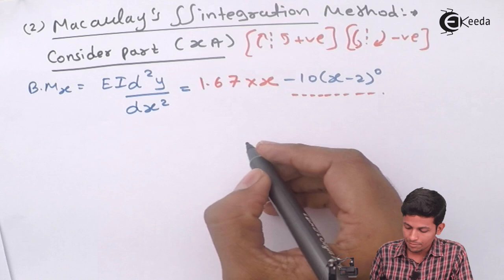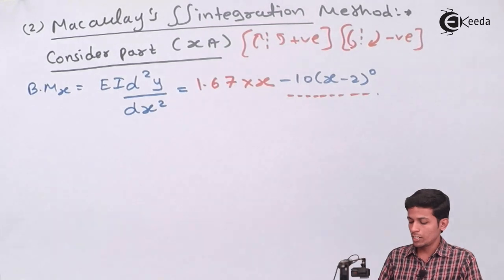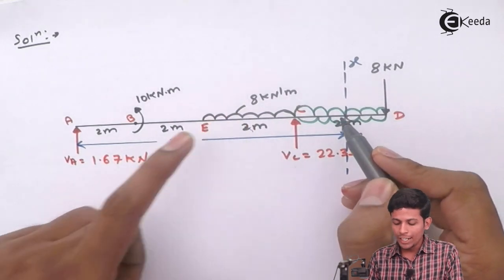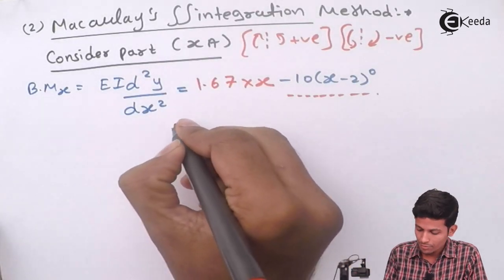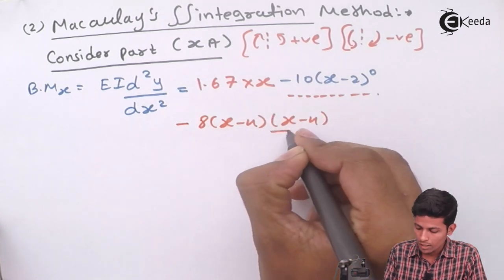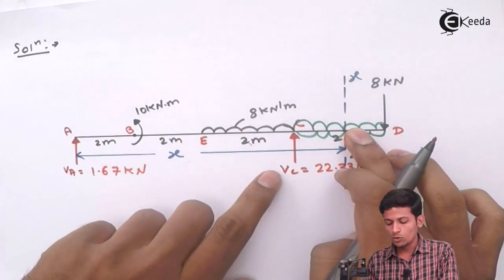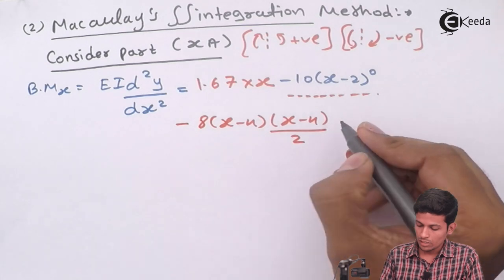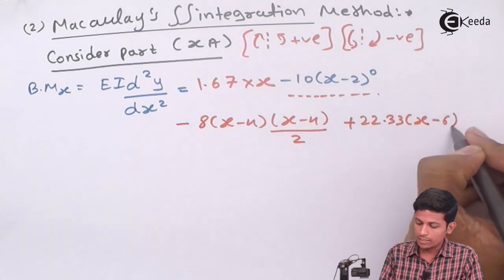Now see, please remember these things, because this is a couple, so raised to 0 is compulsory to write over here. Now this UDL over here, the value will be minus 8 into (x minus 4) into (x minus 4) divided by 2. After that, this is going in the plus direction, so we write plus 22.33 into the distance, which will be (x minus 6).